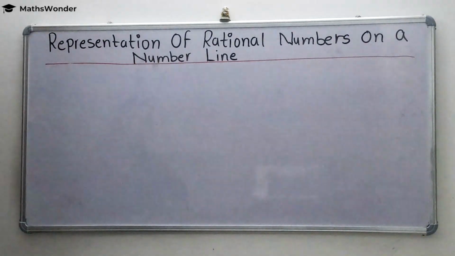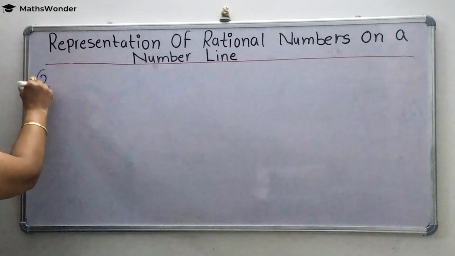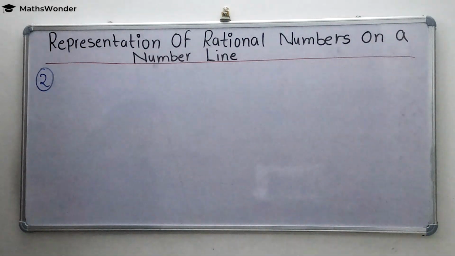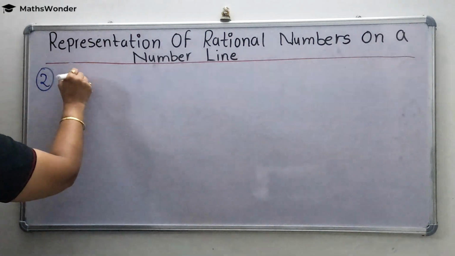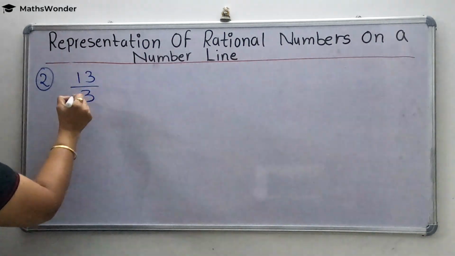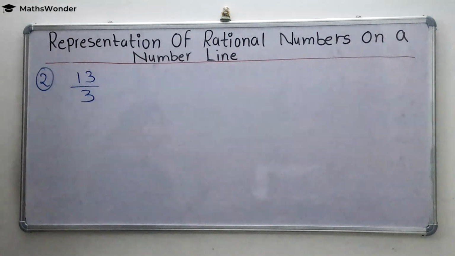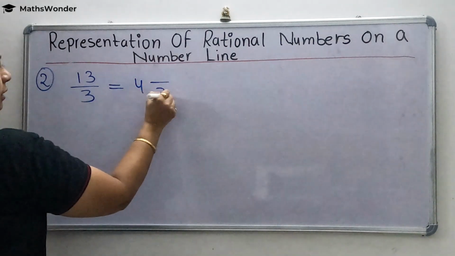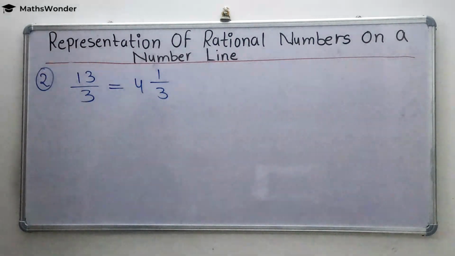So the next type of category for representing a rational number on the number line is when the numerator is bigger than the denominator. So suppose, for example, 13 over 3. 13 over 3, as you can see, 13 is greater than 3. So first of all, you will be converting it into a mixed fraction, right? Then you will have some idea.